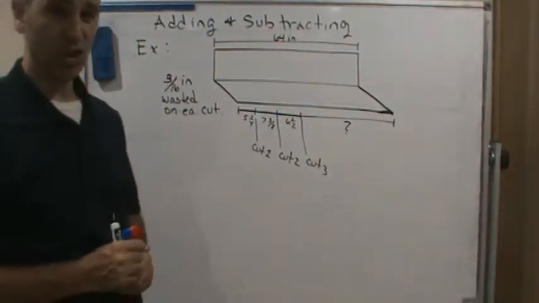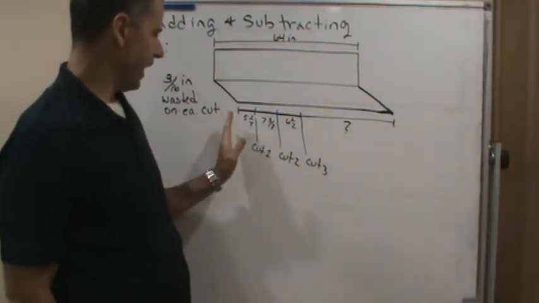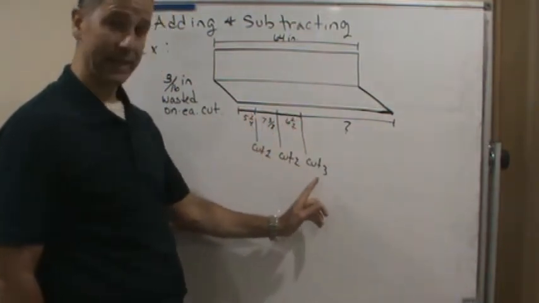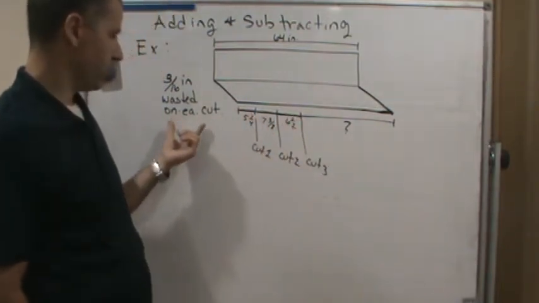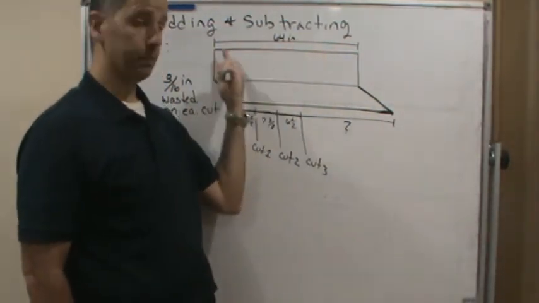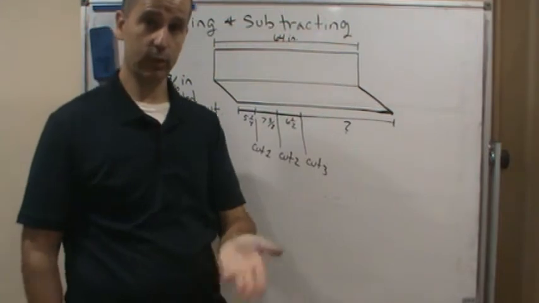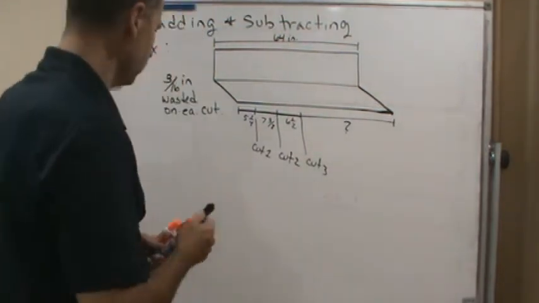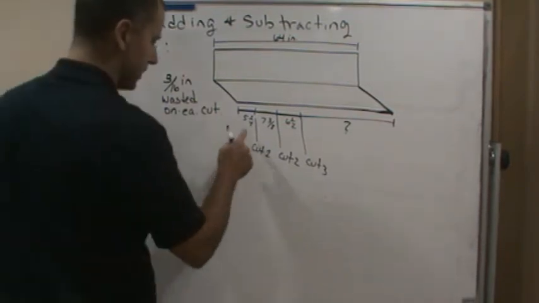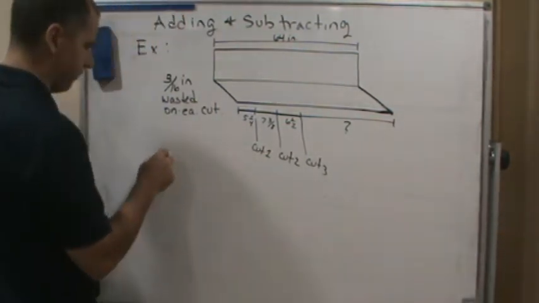So what we're going to have to do is add all of these parts that we're cutting off plus the wasted cut for each one, then subtract from the whole piece to get what's left over. So we're going to have to do that. So now that's what I'm going to do. So let's first add these 3.